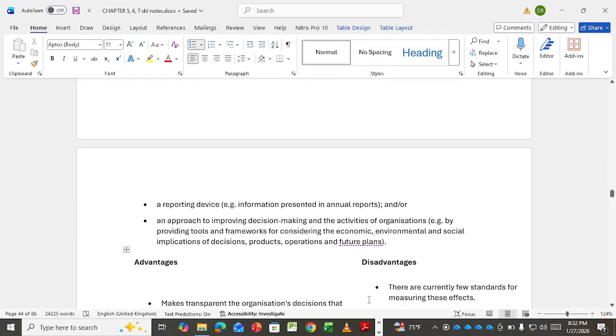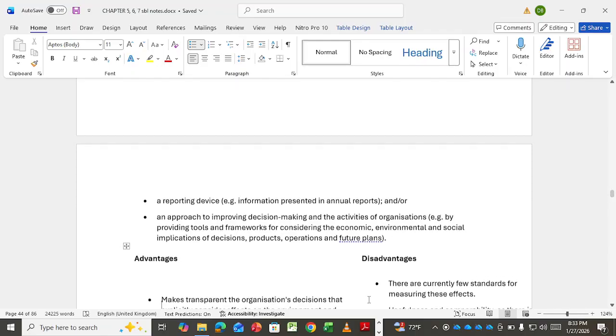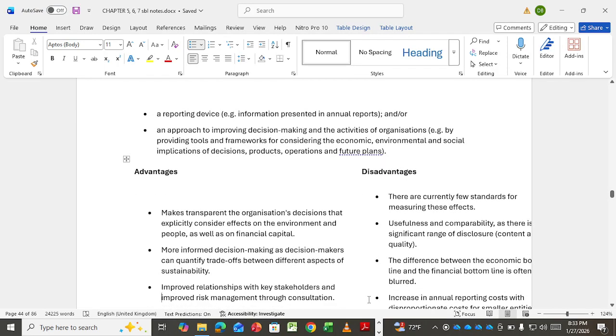So the bottom line could be viewed as a reporting device, giving information maybe in annual reports. It could also be used as an approach to improving decision making and the activities of organizations, because it provides the framework for considering the economic, environmental, and social implications of decisions, products, or operations for the future and future plans. So we have the advantages and the disadvantages.